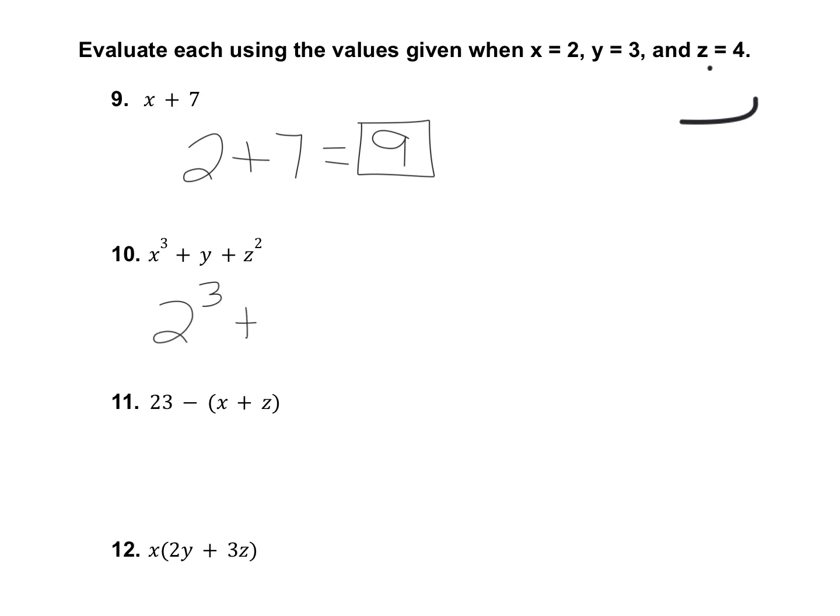Good. What's y? 3. What's z? 4 to the second power. Okay, what's 2 cubed? 2 times 2 times 2. 8. What's 4 squared? 16. 8 plus 3 is? 11. Plus 16. 27.